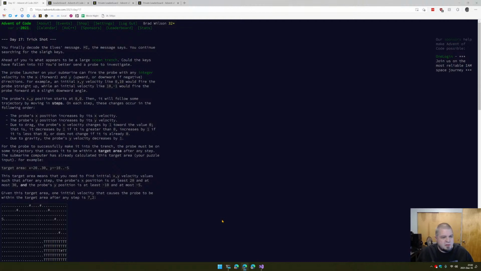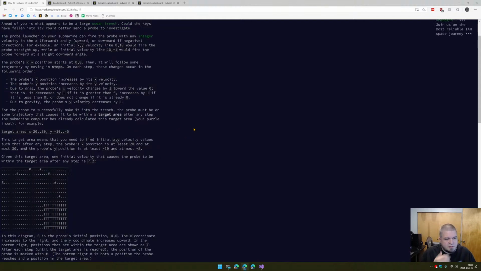Probe's xy position starts at 0, 0. We'll follow some trajectory, moving in steps. On each step, these changes occur. The probe's xy position changes by its velocity. Due to drag, the probe's x velocity changes by 1 toward the value 0. Due to gravity, the probe's y velocity decreases by 1. For the probe to successfully make it to the trench, it must be on a trajectory that causes it to be within the target area after any step.